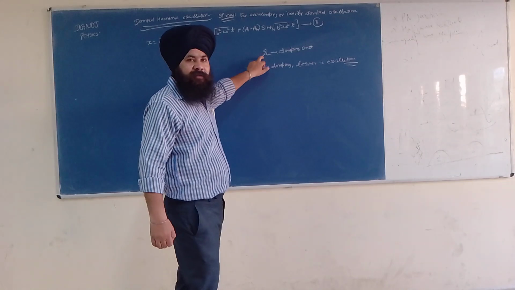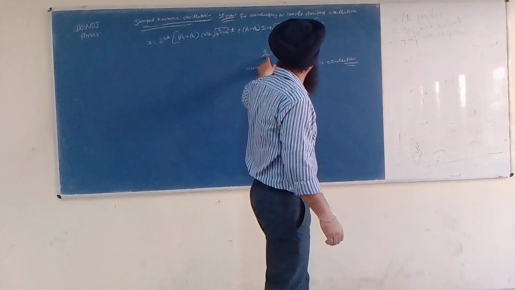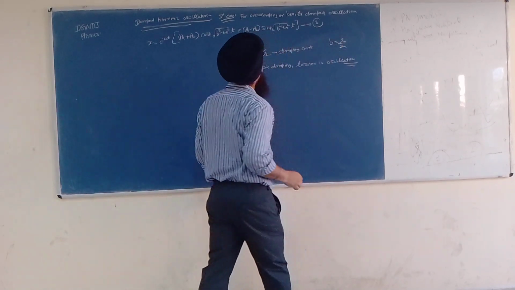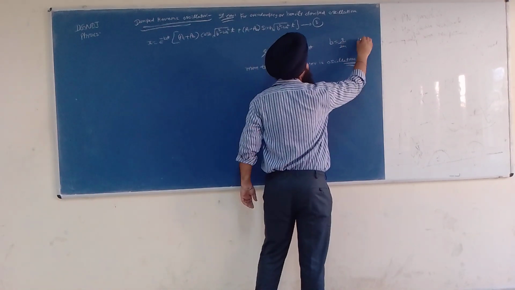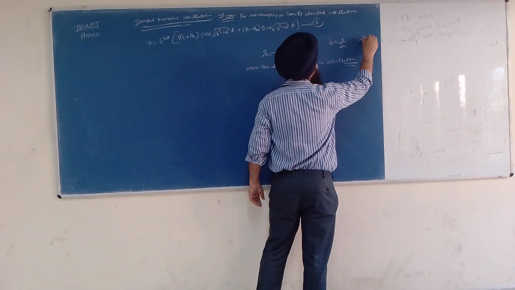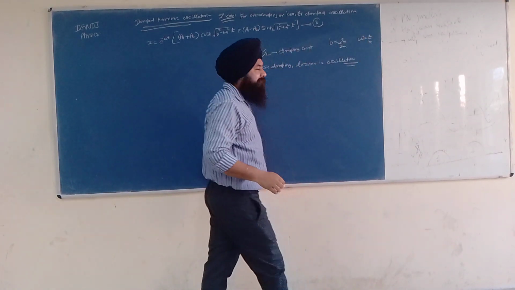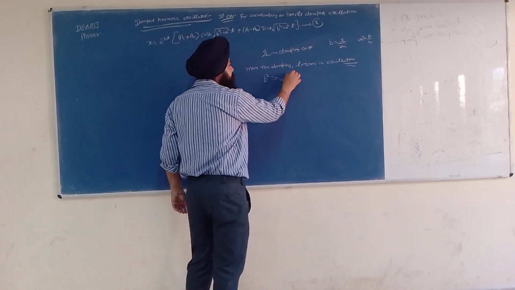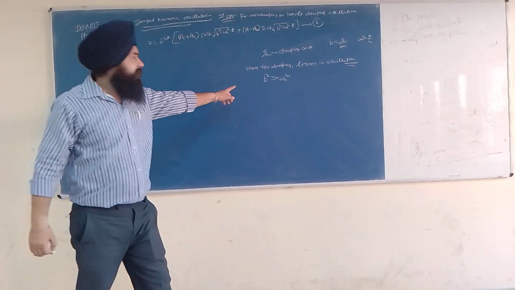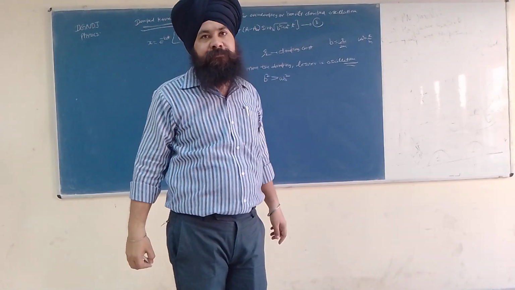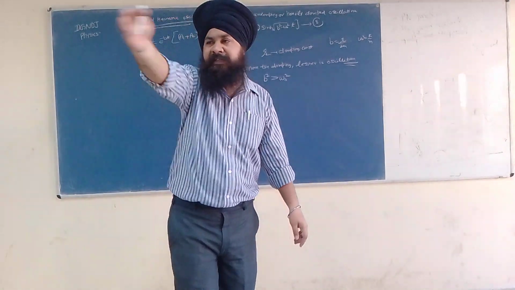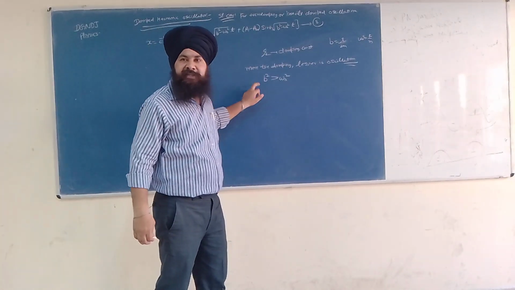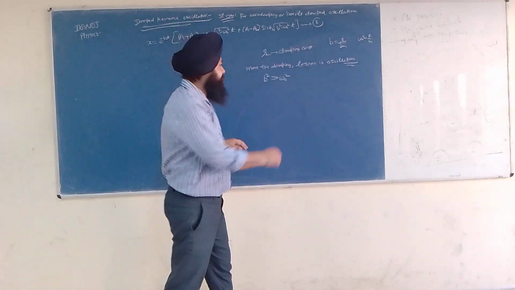So what will be the condition? See, b is equal to R by 2m and omega naught square is equal to k by m. So we must have the condition b square greater than omega naught square. This is the condition for the heavily damped, for overdamping.